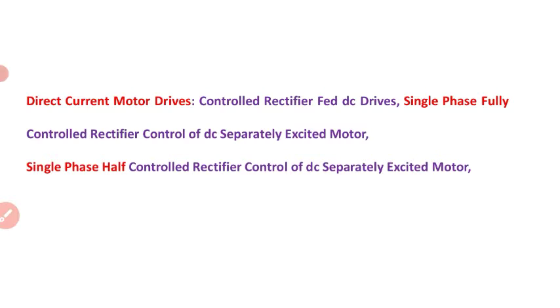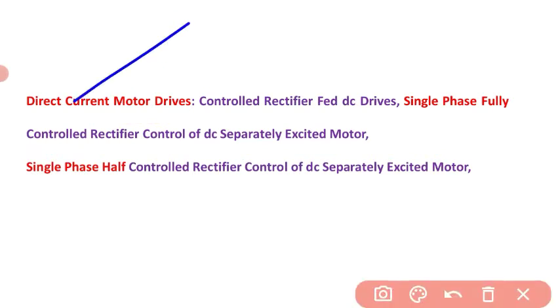As our discussion is going under module 2, today under module 2 I am discussing direct current motor drives, it's nothing but DC motor drives. Under this, controlled rectifier fed DC drives: single phase fully controlled rectifier control of DC separately excited motor. Similarly, single phase half controlled rectifier control of DC separately excited motor.